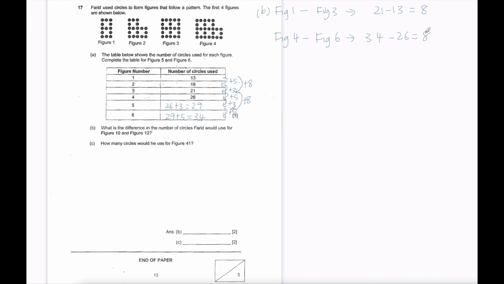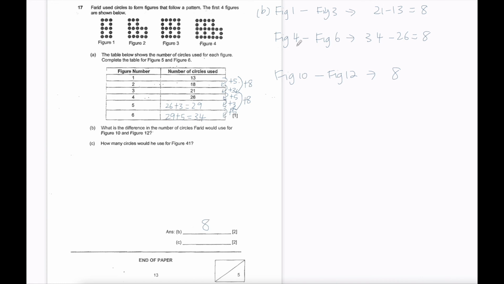So what does this mean? From figure 10 to figure 12, my difference will also be 8. Okay, the difference will always be 8 when I jump from 1 to 3 or 4 to 6. Okay, when my figure number jumps like that, it's always a difference of 8. Okay, as you can see it right here. So my answer would just be 8.